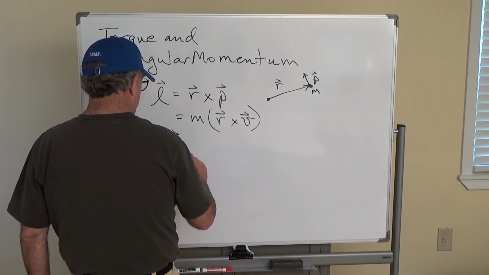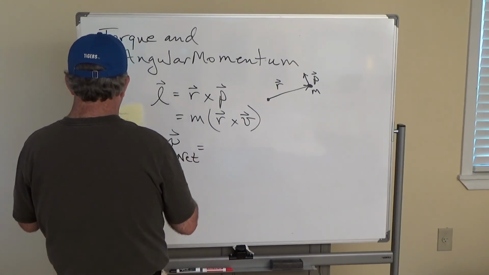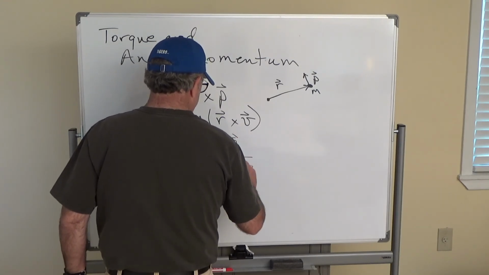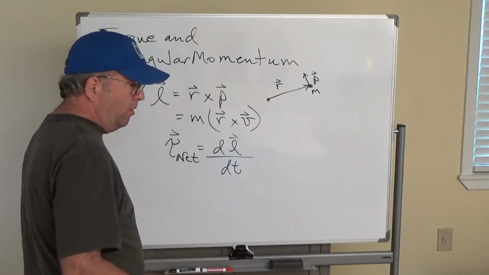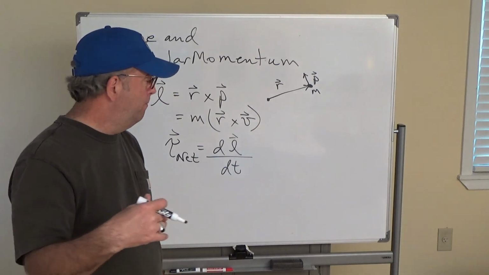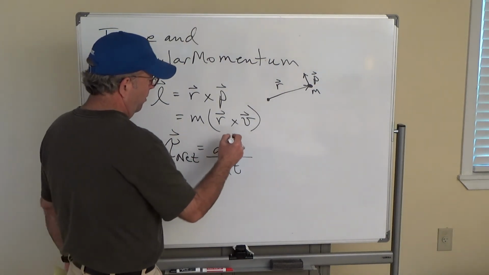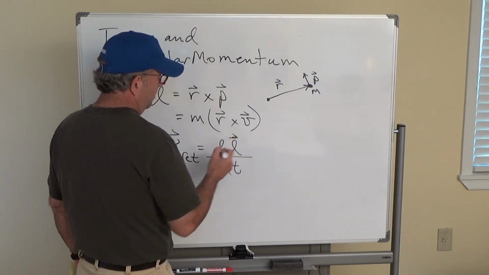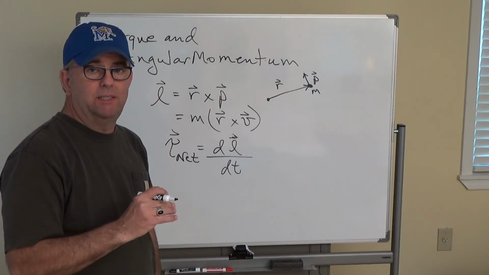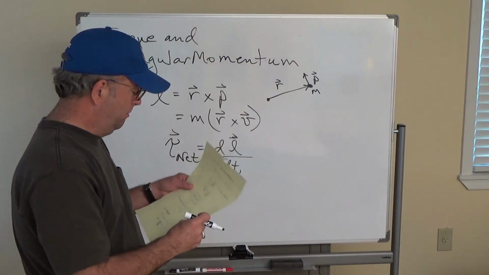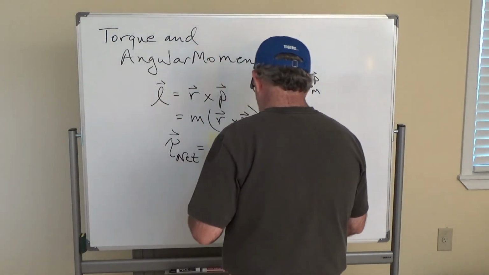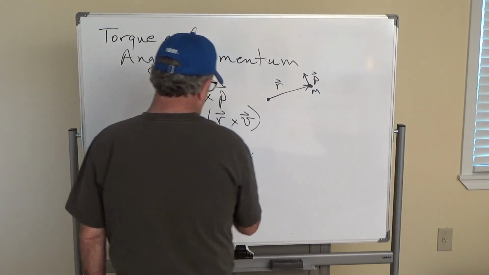The net torque on an object is dL/dt. Remember, this is the second law in angular momentum form. Remember the second law with linear momentum, we had dp/dt equal to the net force. So that's for a single particle.